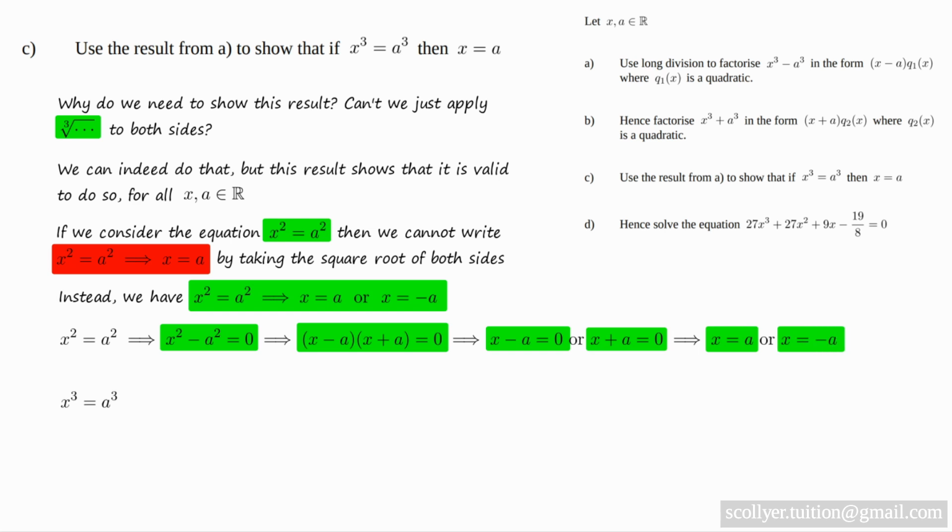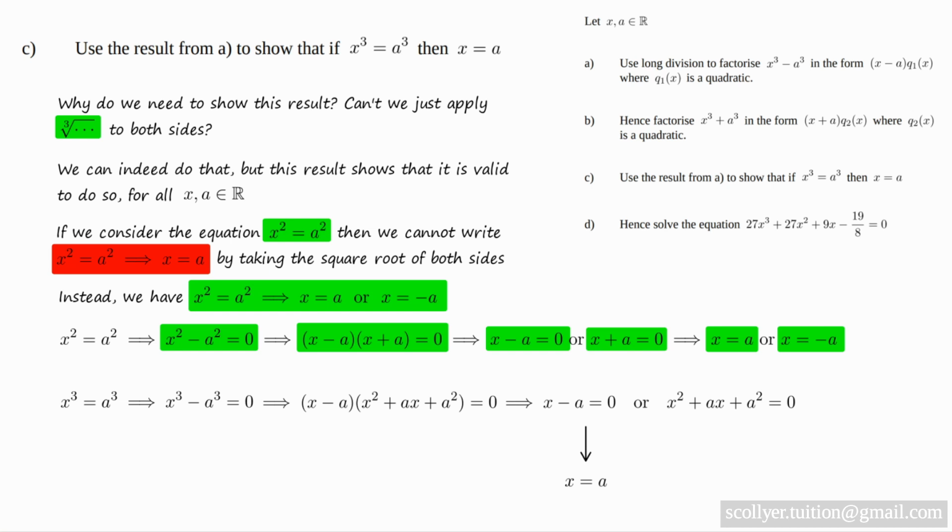And we can attack this problem in a similar way. We have that x cubed equals a cubed implies that x cubed minus a cubed equals 0. We apply the result from part A to find that (x minus a) times (x squared plus ax plus a squared) equals 0. From that, we generate the two separate equations x minus a equals 0 or x squared plus ax plus a squared equals 0. And we can solve the first, x minus a equals 0, to find that x equals a.